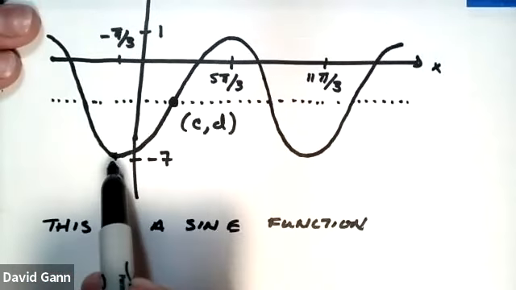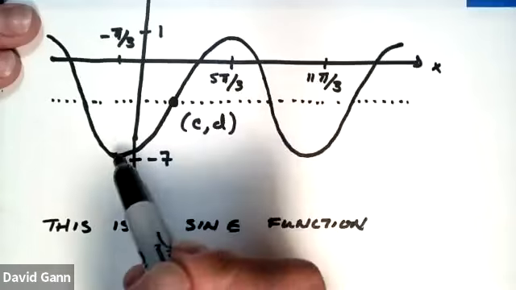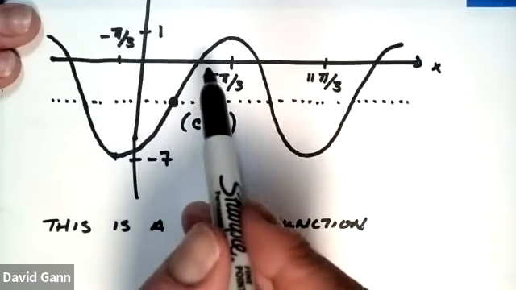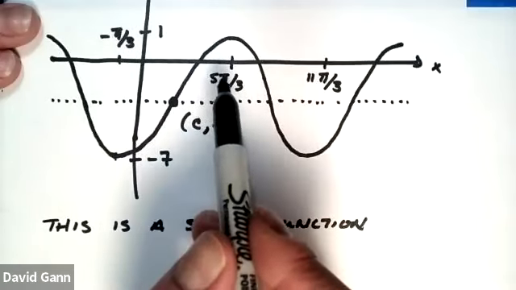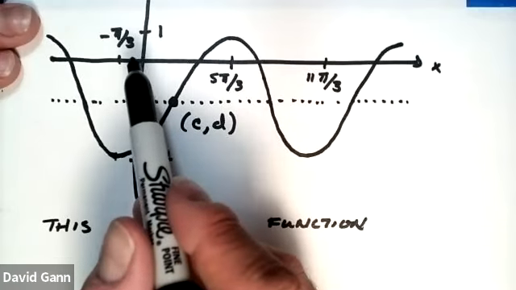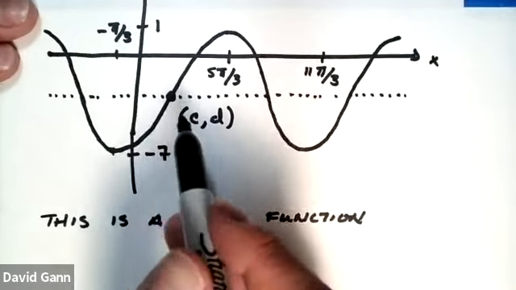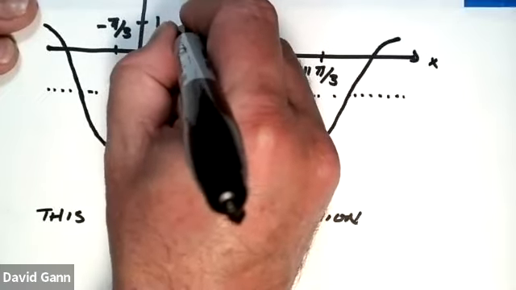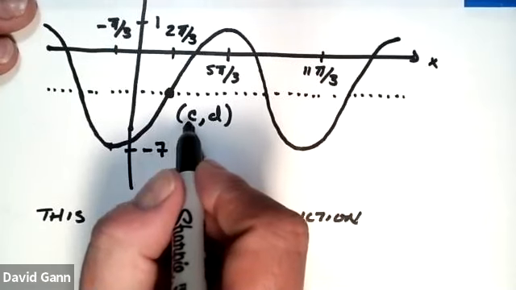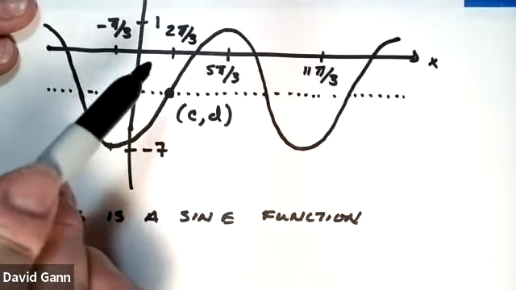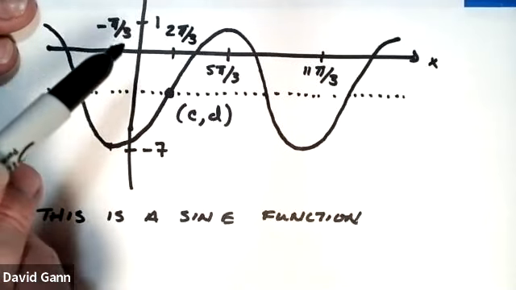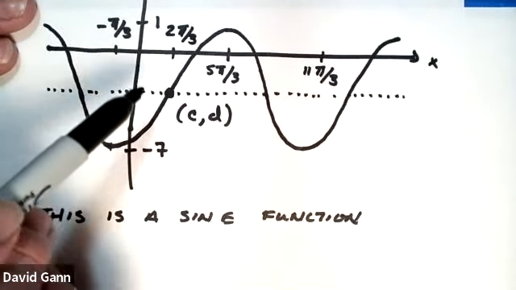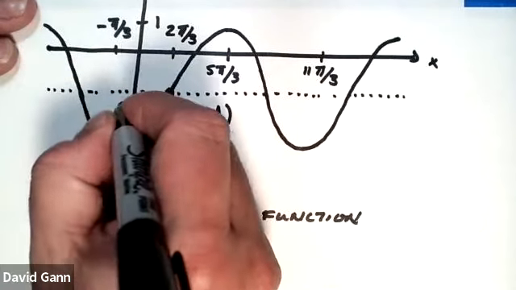What we would like to do is find the coordinate of this point. Notice that this is halfway between this high and low. So if we take the average of these two, which is 2 pi over 3, that will be our C value. And for the D value, we take the average of the high and the low. That will actually be -3.